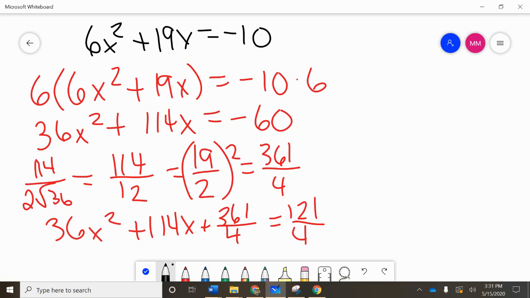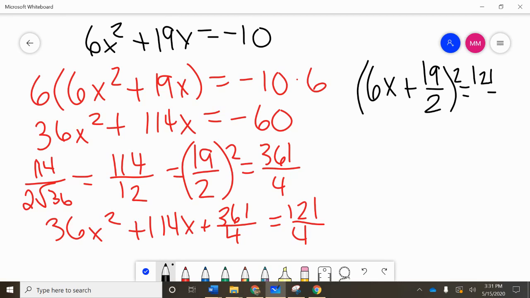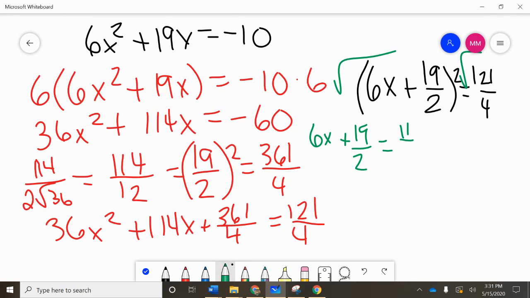I'm now going to write my left-hand side in factored form. So I end up with 6x plus 19 over 2, squared, equals 121 over 4. So I'm going to take the square root of both sides, and I get 6x plus 19 over 2 equals a positive 11 over 2, and 6x plus 19 over 2 equals a negative 11 over 2.